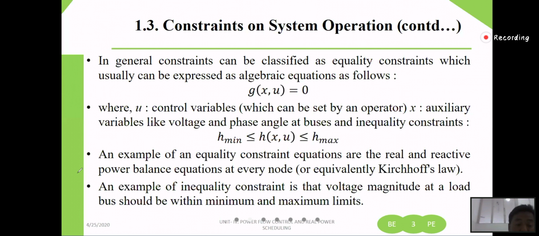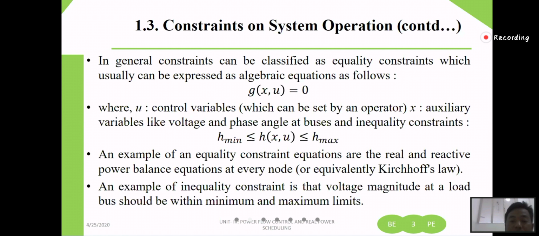An example of an equality constraint equation is the real and reactive power balance. This one we will learn in the optimization. An example of an inequality constraint is that voltage magnitude at the load bus should be within minimum and maximum limit. So what you have to know is that it is expressed in terms of equality and inequality constraints. An equality constraint will have g of x, u, where it has control variables and the auxiliary variables. And an inequality constraint will have minimum and maximum values.